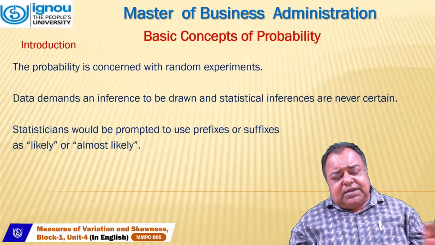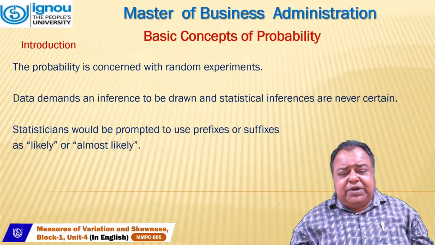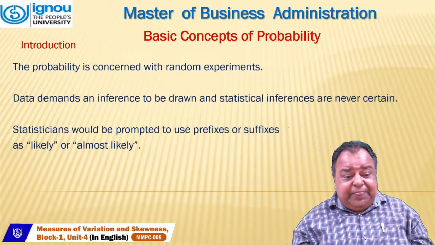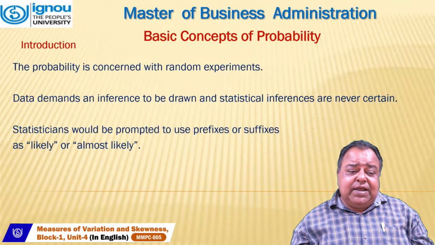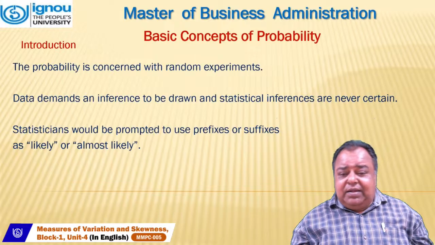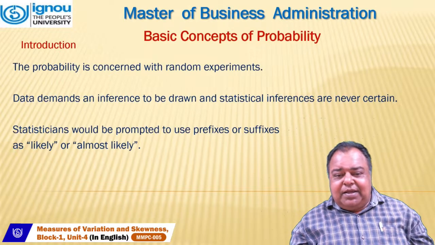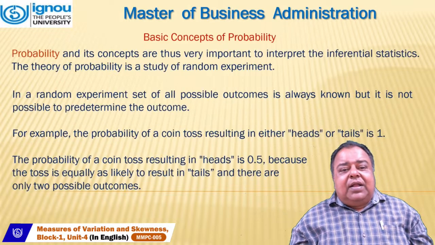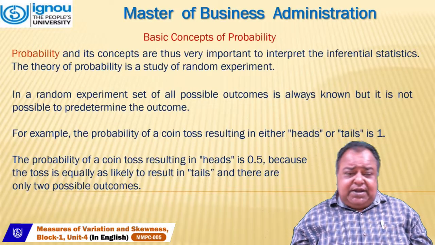Probability is concerned with random experiments, data, demands, and inferences to be drawn, and statistical inferences are never certain. Statisticians would be prompted to use prefixes or suffixes such as likely or most likely. In prediction, we may say that tomorrow it may rain. Tomorrow it will rain, nobody can say, but it may rain. That is what we have: a probability. Probability and its concept are thus very important to interpret inferential statistics.